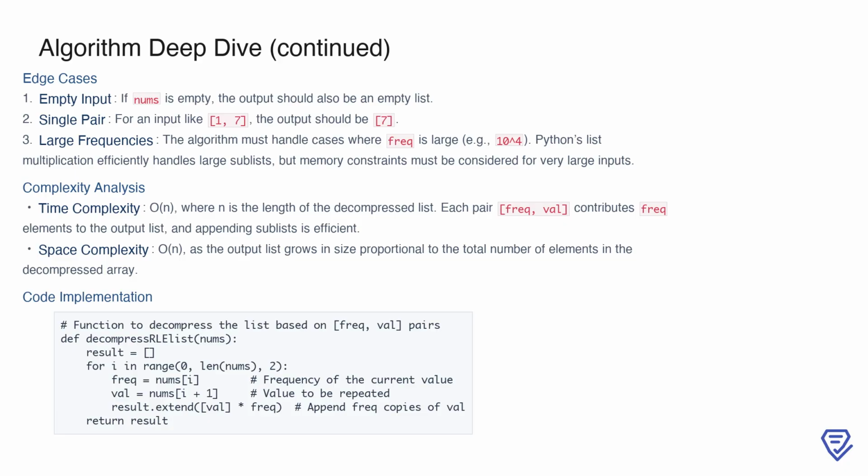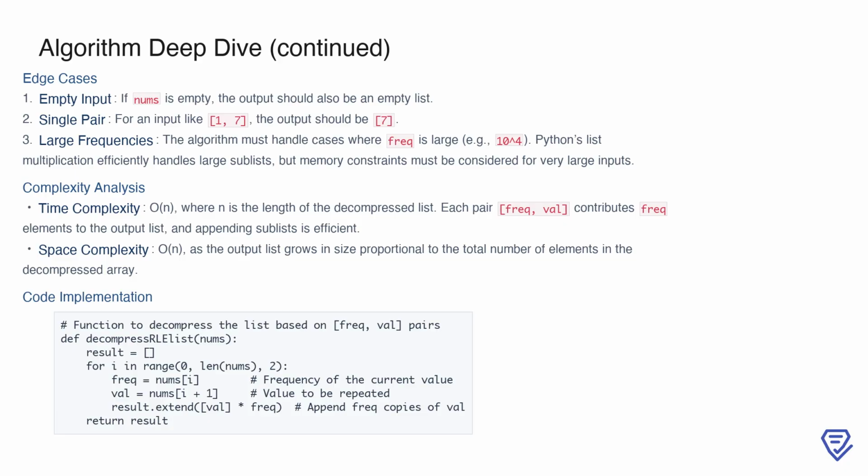Now let's discuss some important edge cases and the complexity of the algorithm. First, if the input list is empty, the output should also be an empty list since there's nothing to decompress. For a single pair, such as 1, 7, the algorithm should correctly handle this minimal case and produce 7 as the output. Additionally, the algorithm must handle large frequencies, such as 10⁴, efficiently. Python's list multiplication is well suited for this because it avoids manually iterating frequency times, but we need to remain mindful of memory limits for very large inputs.